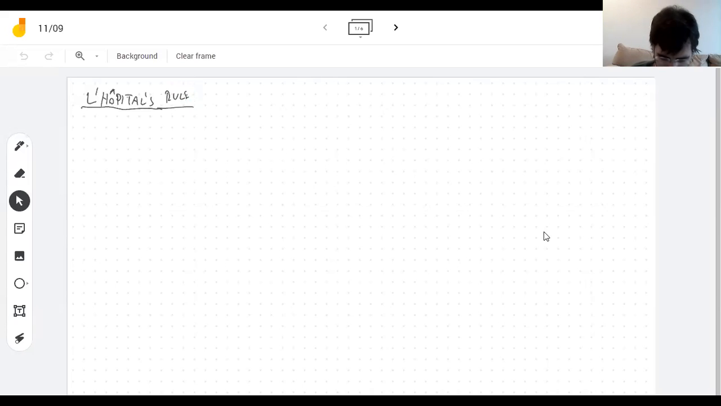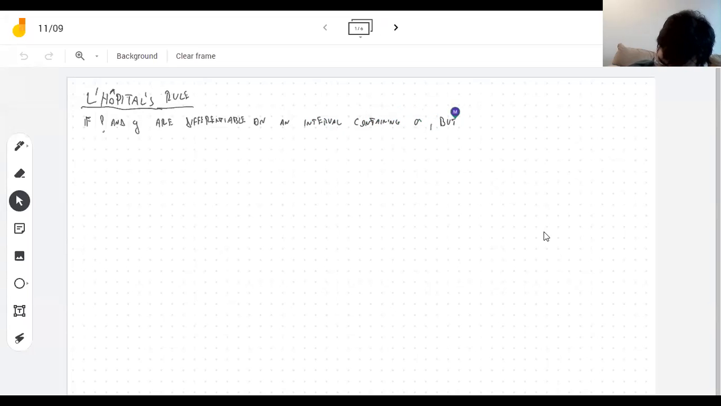L'Hôpital's rule. So L'Hôpital's rule tells you how to find a limit of a quotient. If we have two functions, so we're gonna find the limit of f divided by g. If they're both differentiable on an interval containing a number, but possibly they might not even be defined at the number because we're trying to do a limit, so we don't care what happens at the points.